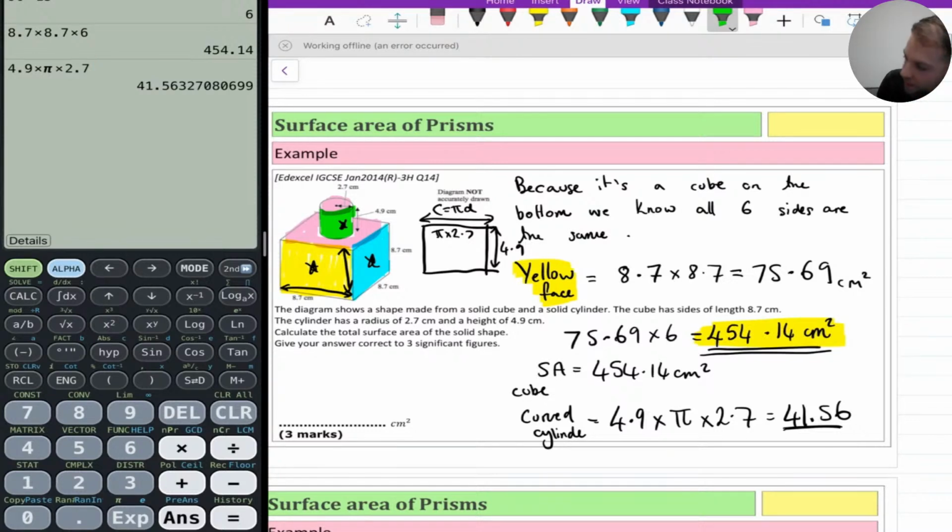So this here is the surface area of the cube. This here is the surface area of that curved part of the cylinder. What I've done is, imagine that pink part has been squashed down. So I need to add these two together. So I'll do that here just to finish off this one.